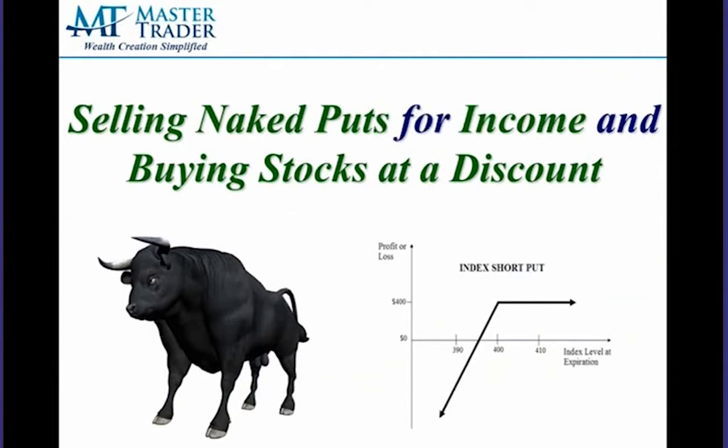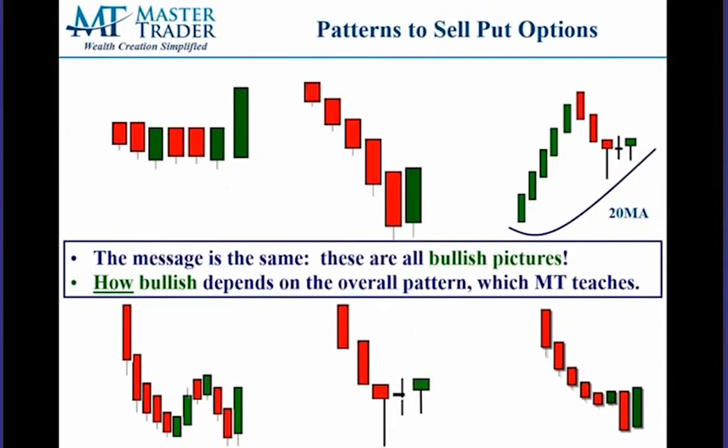Now let's talk about not only selling puts for a weekly or monthly paycheck, but doing it to obtain quality stocks that you want to own at a discount. These are the reverse of the patterns that we sold the call spreads on. These are all bullish. Every single one of these pictures are bullish. Greg Capper teaches them in detail in his equity training classes. But how bullish the overall pattern is would dictate how bullish of an option strategy we deployed.